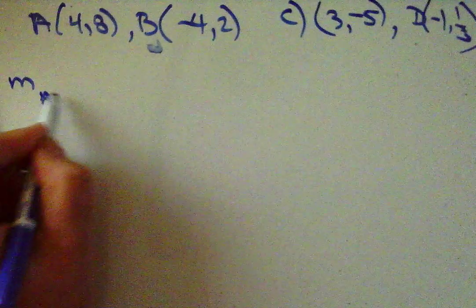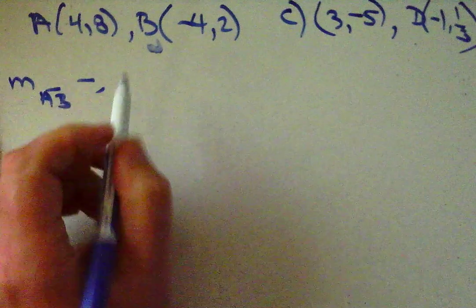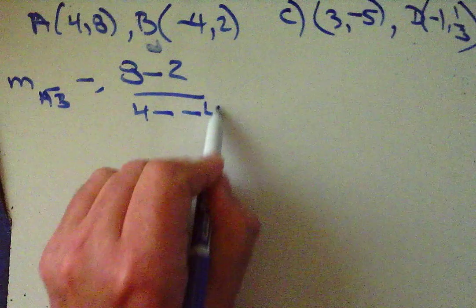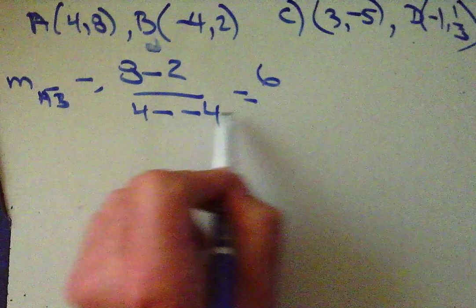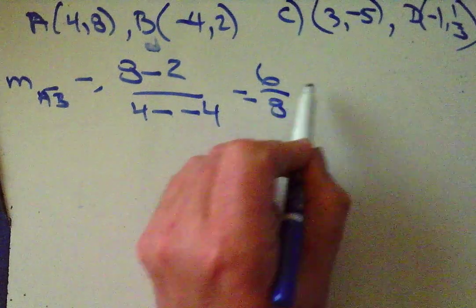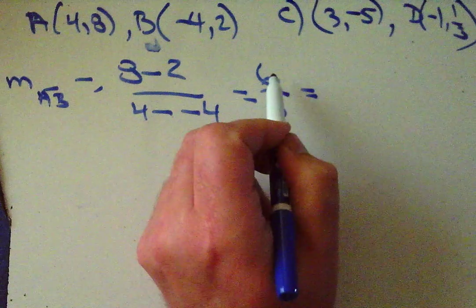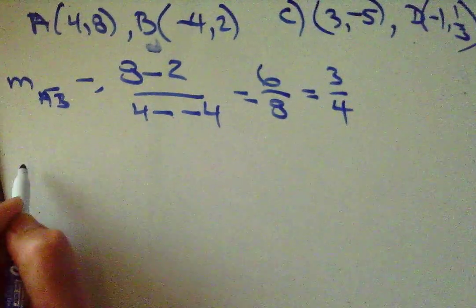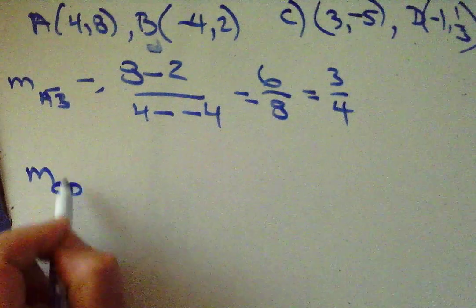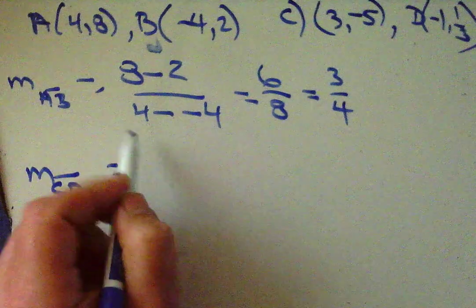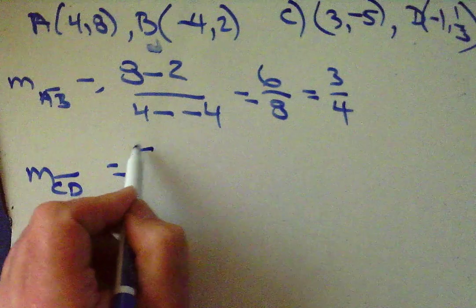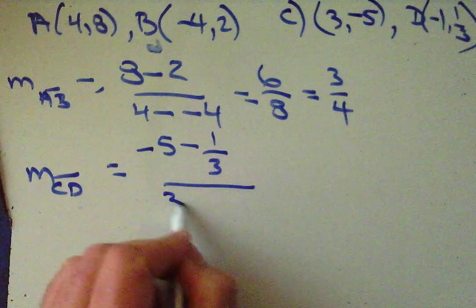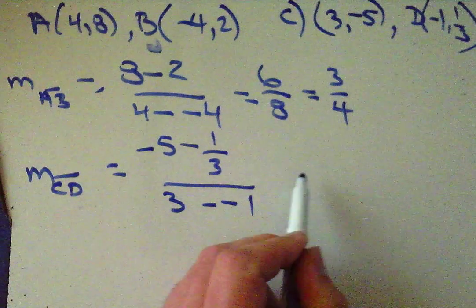The slope of AB is going to be 8 minus 2 over 4 minus a minus 4. That's going to be 6 over 8, which is, I can take a 2 out of each of these, 3/4. Now, what about the slope of CD? Well, that's going to be negative 5 minus 1/3 over 3 minus a minus 1.